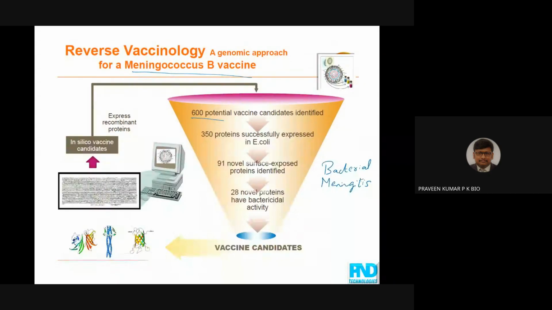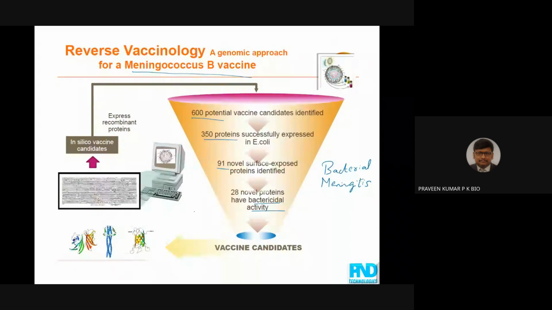When they tried, only 350 proteins out of 600 expressed in E. coli. And in the next screening, they tried checking for novel surface exposed proteins, that is, the surface proteins present on the cells. They identified only 91 out of 350, and out of that, 28 novel proteins have bactericidal activity. So these 28 novel proteins are taken, and from them the epitopes are discovered.